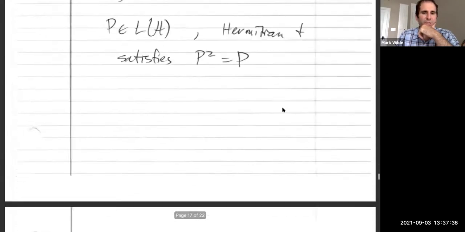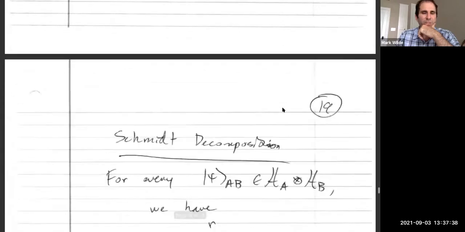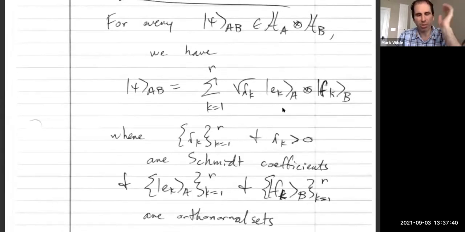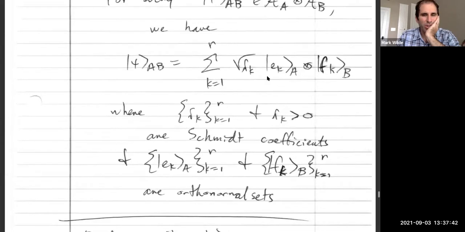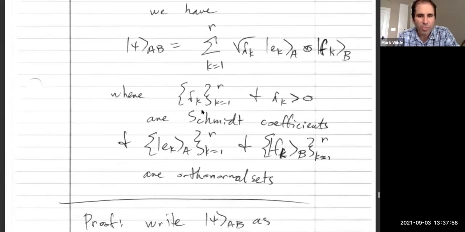But let me finish stating what the Schmidt decomposition is. It's very similar to the singular value decomposition. So these are strictly positive numbers. R is called the Schmidt rank of this vector. It's going to be the same as the actual rank of that operator corresponding to psi. These are called Schmidt coefficients, and then these are orthonormal bases.